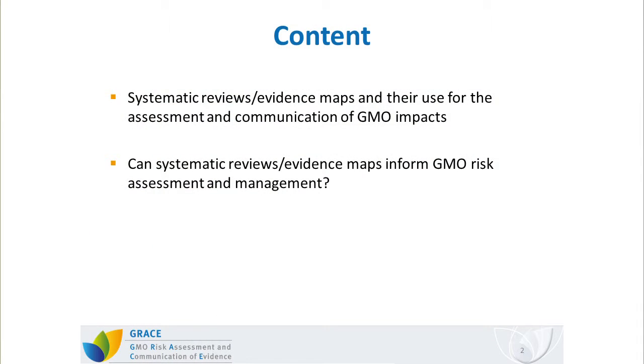Okay, so what I want to do now is to introduce to you the overall conclusions and recommendations we retrieved on the use of evidence synthesis for the impact assessment of GMOs and related impact research. This talk will be subdivided into two major parts. The first part will deal with the use of systematic reviews and evidence maps for the assessment and communication of GMO impacts. The second part is more focused and asks the question if systematic reviews and evidence maps are appropriate tools to inform GMO risk assessment and management.